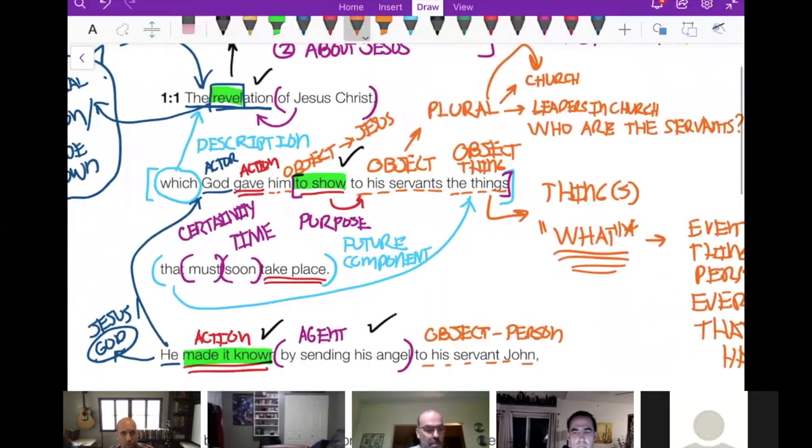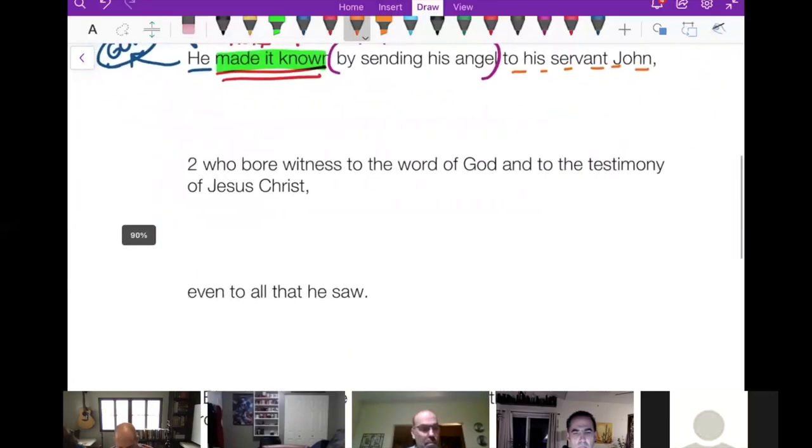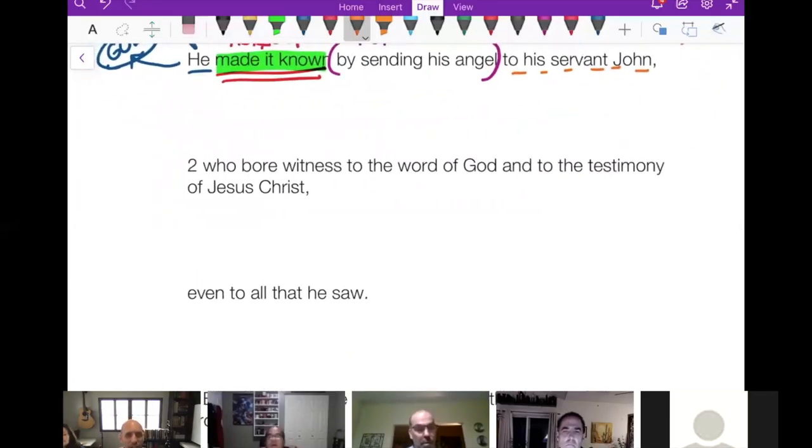Okay, so let's go back now to verse number two. So what do you notice? What's a duplicated concept? There's one word here that's a duplicate. It's actually the same concept, just a different word. Can anyone pick up on that? The angel is a witness to the word of God, and also to the testimony of Jesus Christ. Okay, so that's one. Hold on. Is the "who" referring to the angel or is it John?